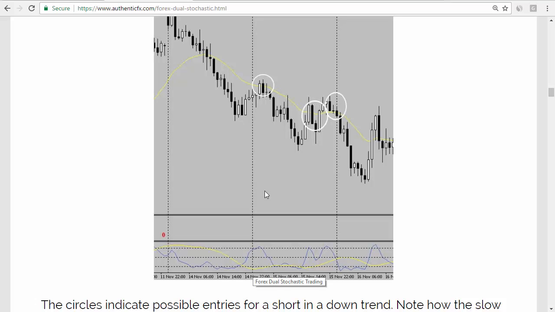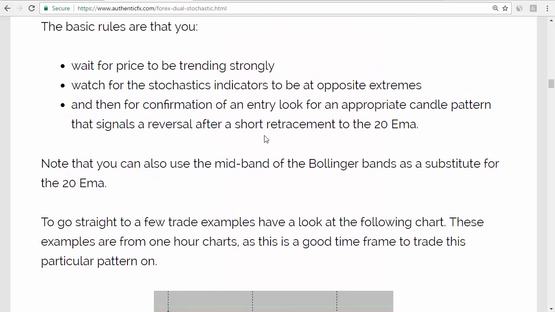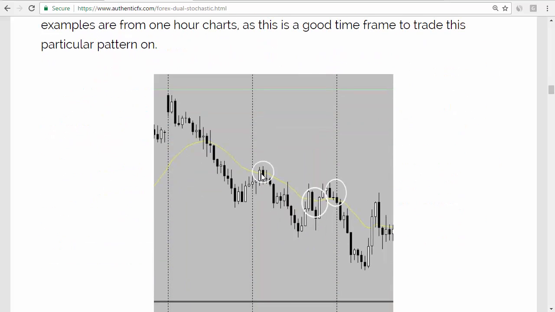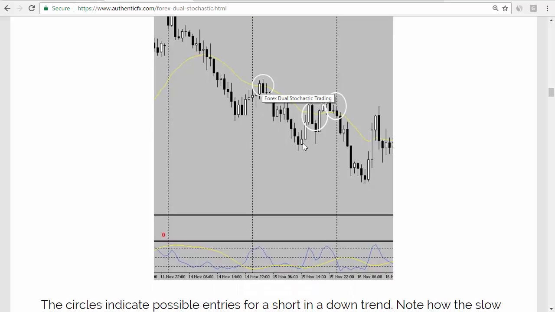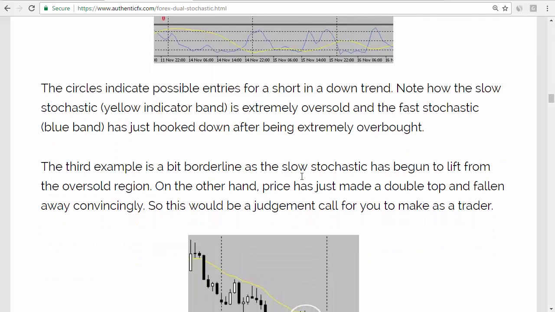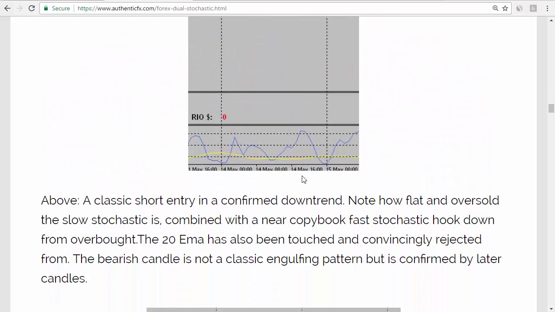excuse me, above. And they're circling this here because there's also a little bit of a 20 EMA coming into this strategy. So if it's bounced off that, then you've got a better chance. And obviously that one went down. That one might have got stopped out or break even, and then that one there went down as well. So this is another nice little strategy.